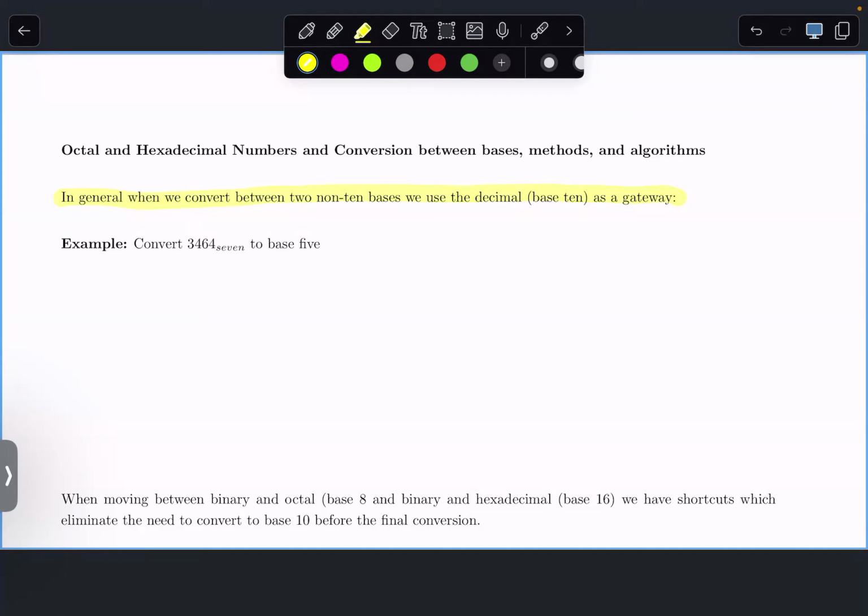But just to show you how it would work, what would you need to do if you want to convert 3464 base 7 to base 5? What would you need to do? You could convert this base 7 to base 10 and then to base 5. Base 10 by using those exponents, and then going back to base 5 by dividing by 5 and looking at the remainders.